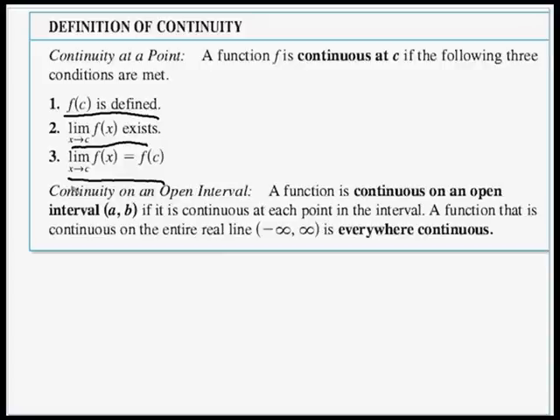And here we have continuity on an open interval. A function is continuous on an open interval from a to b, and we use parentheses to say that the endpoints are not included, if it is continuous at each point in the interval. A function that is continuous on the entire real number line, from negative infinity to infinity, we call everywhere continuous.